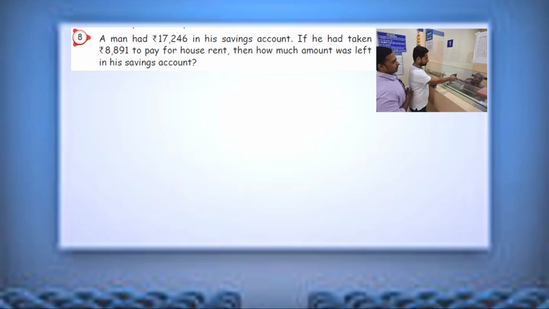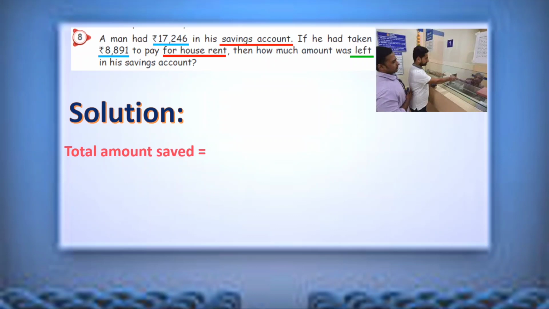Here they have mentioned "left", isn't it? So that denotes to do the subtraction only. Wherever you see that word left, you have to do the subtraction, right? So that is the hint word. Don't forget. In the savings account he had 17,000 something, and for house rent 8,000 something, and "left" is the hint word for subtraction.